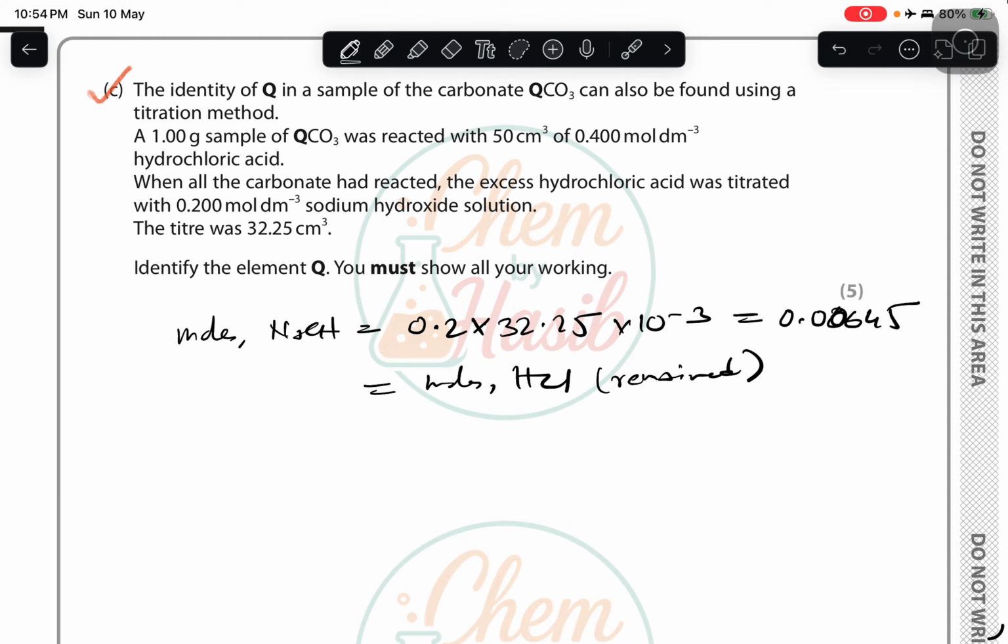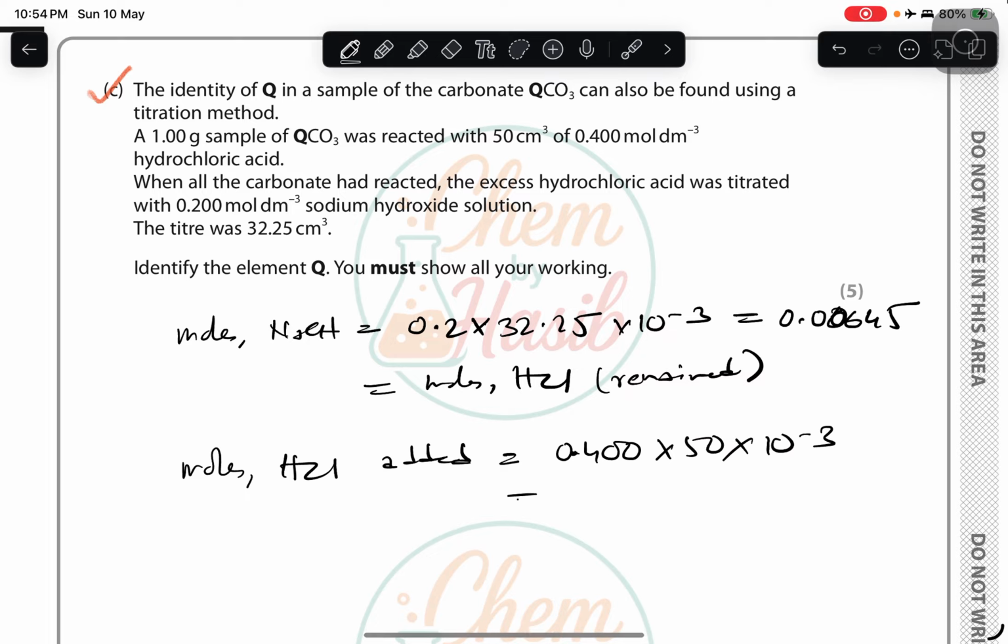So then we calculate the moles of hydrochloric acid added. The moles of hydrochloric acid added was, the concentration was 0.400, the volume was 50 into 10 to the power minus 3, concentration into volume, so 0.4 into 50 divided by 1000 gives you 0.02.